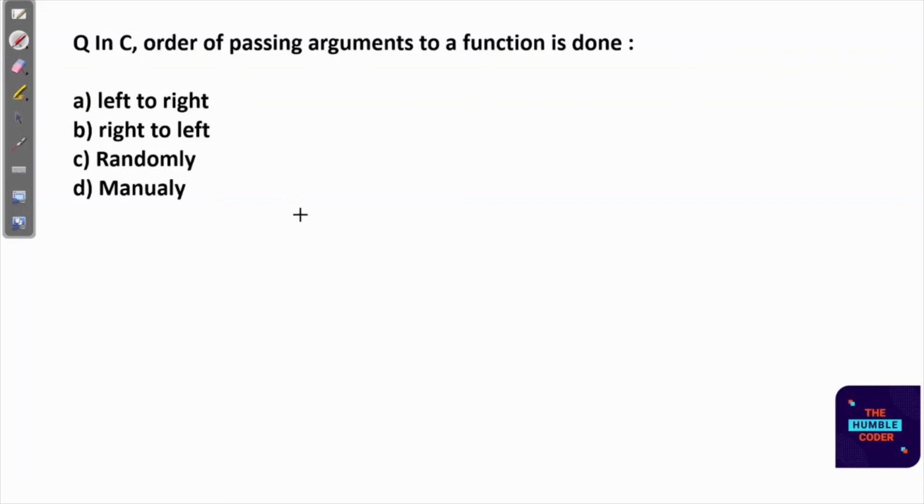In C, the order of passing arguments to a function is done in which way? Left to right, right to left, randomly, manually. So the correct answer for this is option A. Sorry, the correct answer for this is option B, right to left.